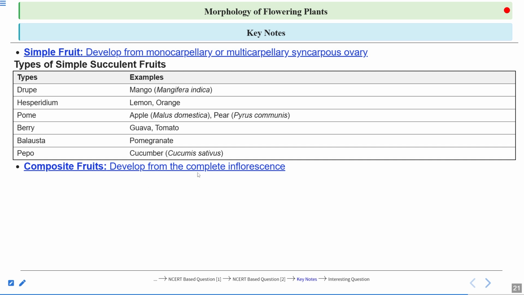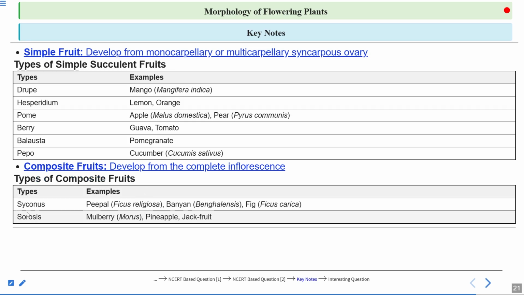Composite fruit develops from the complete inflorescence. Here you can see the inflorescence is not there; one flower is there. And here it is the complete inflorescence. So types of composite fruit: syconus in the case of peepal, banyan and fig, and sorosis in mulberry, pineapple and jackfruit. Multiple, it is formed from the full inflorescence transformed into the fruit, because in the inflorescence, many flowers are there, right?